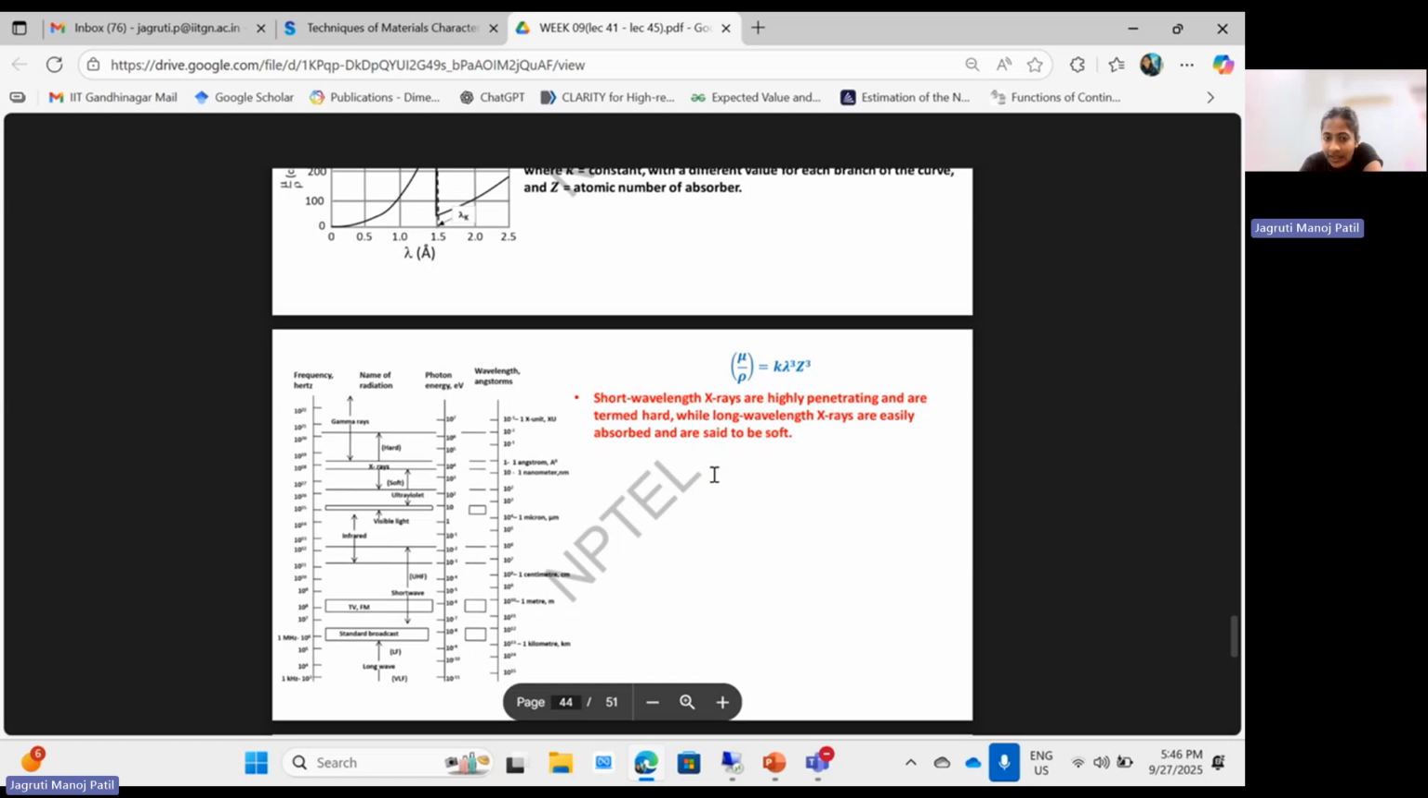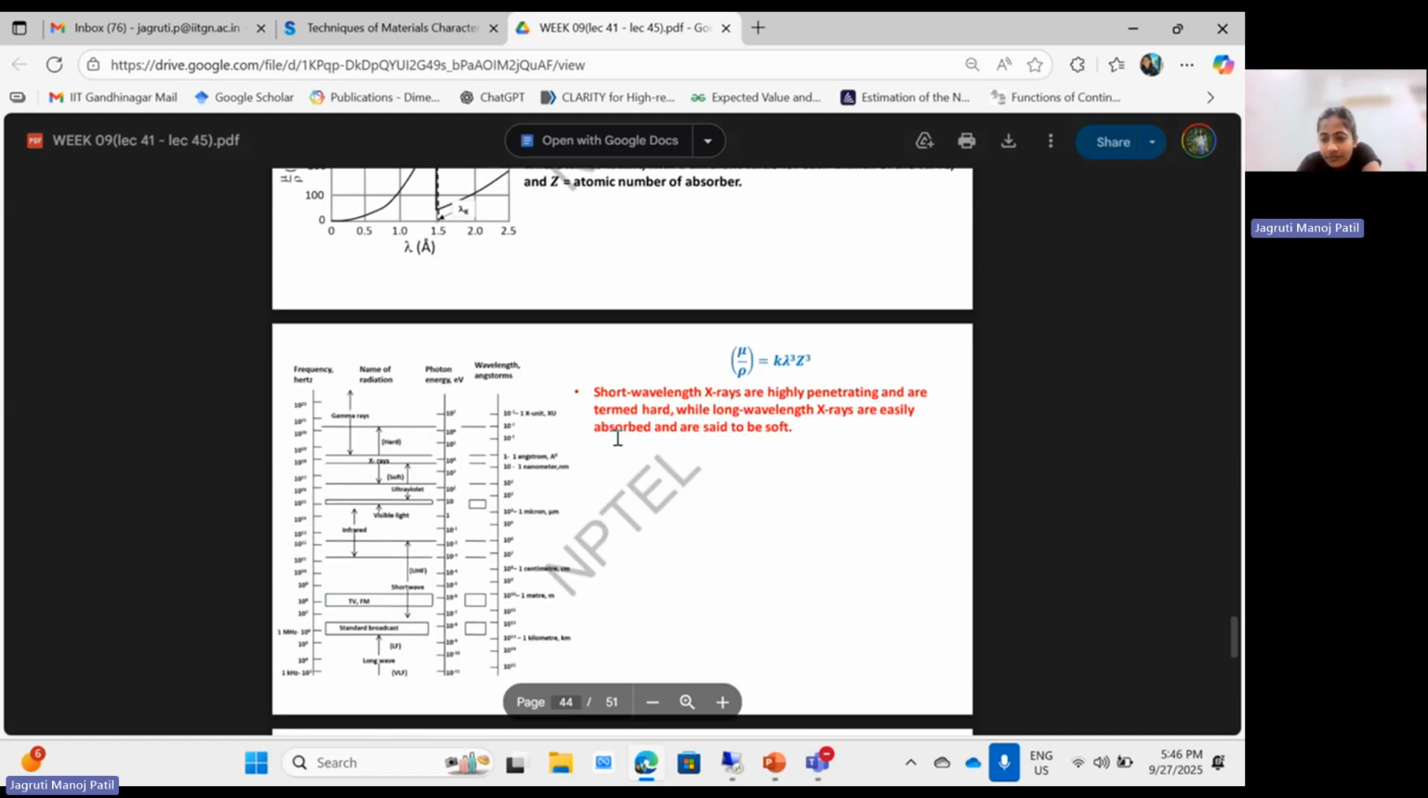So it's empirically derived. Shorter wavelength X-rays are highly penetrating, that we know, and are termed hard. While long wavelength X-rays are easily absorbed and are termed soft. So if you have shorter wavelength X-rays, they're highly penetrating, so they will go into hard X-rays, whereas the longer ones are the softer ones. Shorter are the harder ones, whereas longer are the softer ones. Okay. The ones which can easily be absorbed, the ones which can interact and then will reflect back.